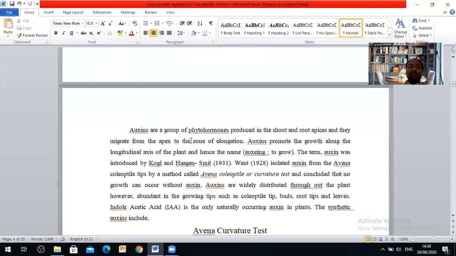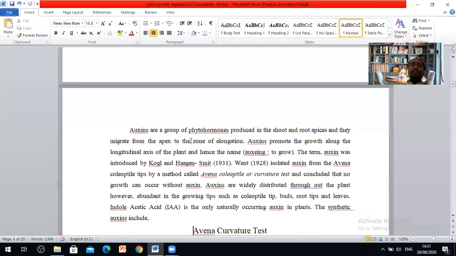Particularly, he isolated these auxins from the tips of the avena coleoptile. It was found on the curvature test that these auxins were isolated, and these auxins are responsible for elongation of this particular plant.